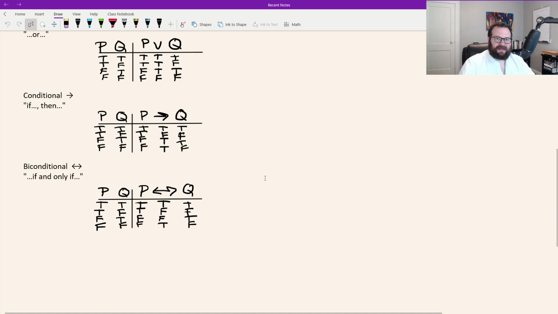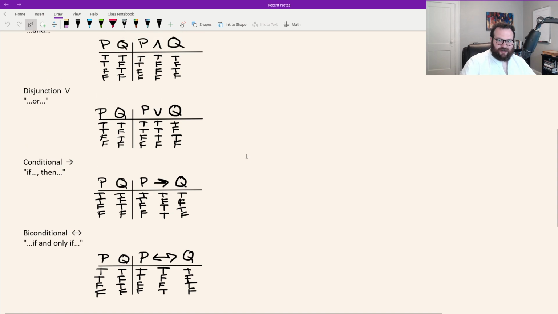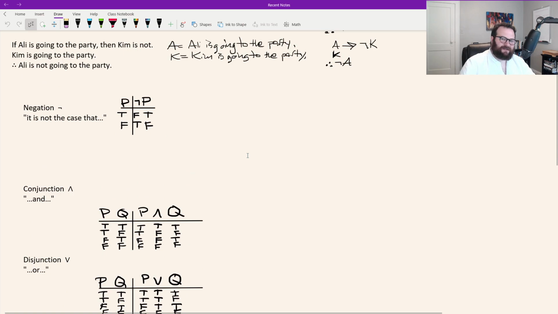A biconditional is only true when both sides of it match in terms of truth value. For a conditional, it's only false if the antecedent is true while the consequent is false. For a disjunction, it's always true unless both disjuncts are false. For a conjunction, it's always false unless both sides are true. And for a negation, you simply flip the truth value of whatever it's applied to. Okay, so let's then look at some slightly more complicated examples before we get into arguments.